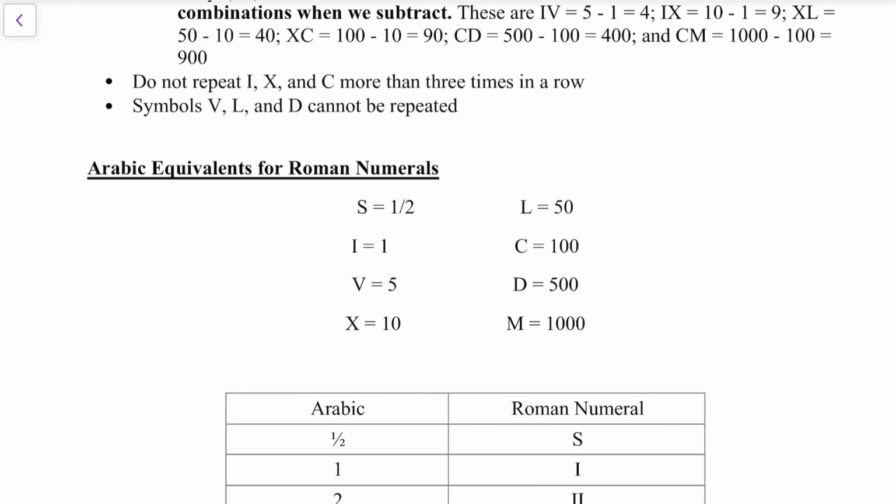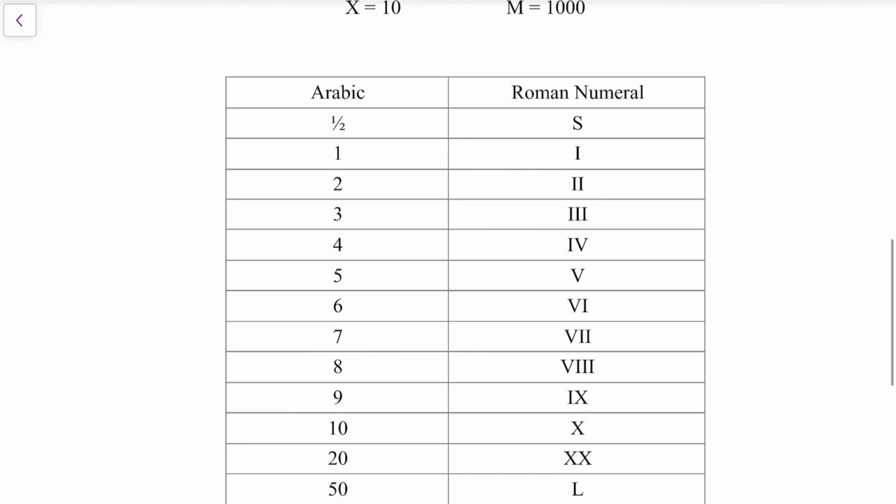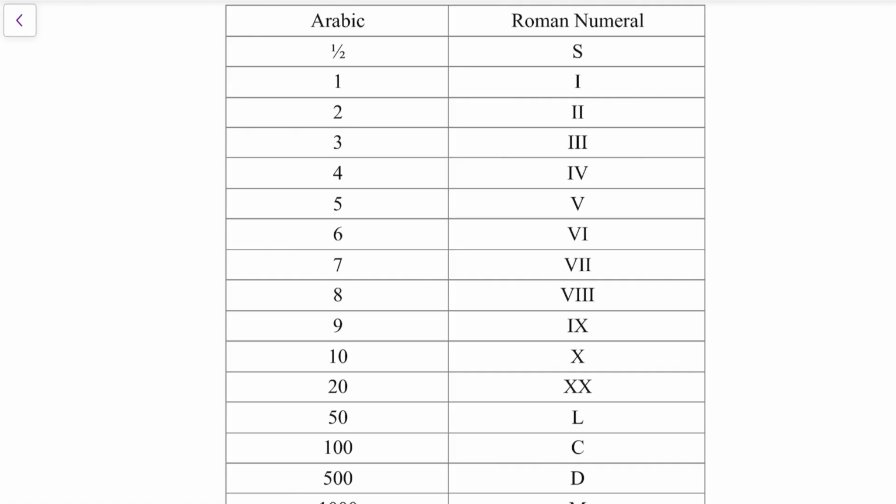So here are our basic ones we're looking at. S represents half, I is 1, V is 5, X is 10, L is 50, C is 100, D is 500, and M is 1,000. So if we were to count up in Roman numerals, we have S, I for 1, II is 2, III is 3. Now I can't write 4 in a row, so this is where I'm going to use a subtraction. Because V is 5, I'm going to put IV, meaning 5 minus 1, which is 4.